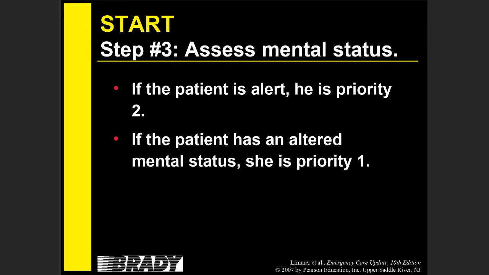We're going to go over some examples to make it a little more clear. Then assess the mental status. If the patient's breathing less than 30, has a radial pulse, and is alert, then they're priority 2. Remember, they're not priority 3 because we already got rid of the priority 3s. We have them sitting over in the bank parking lot.